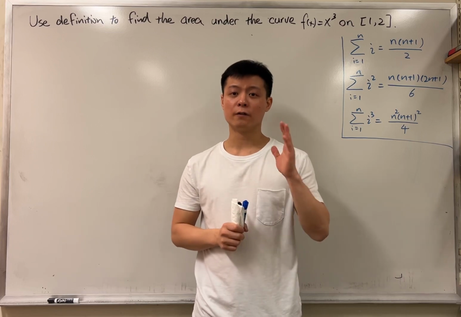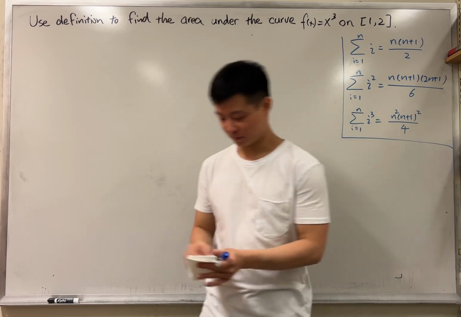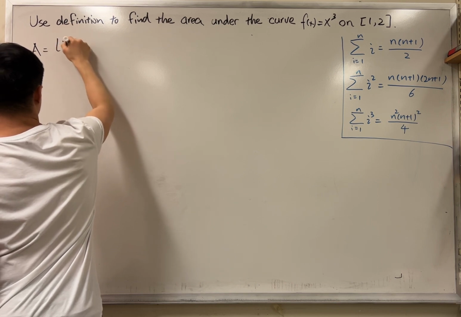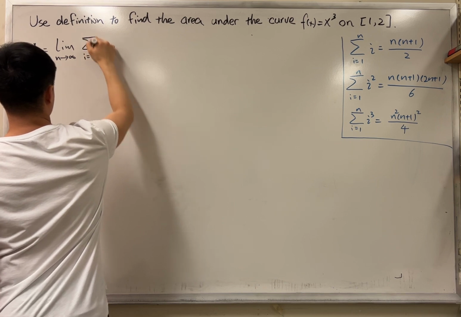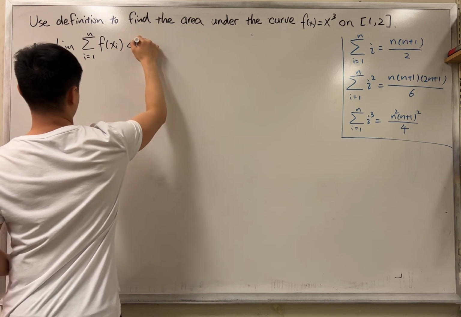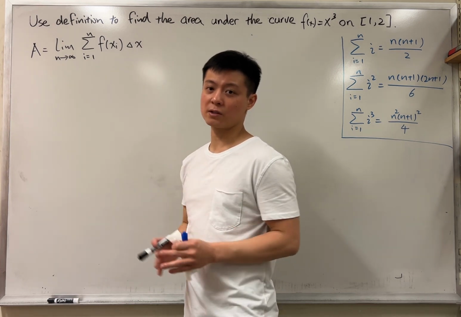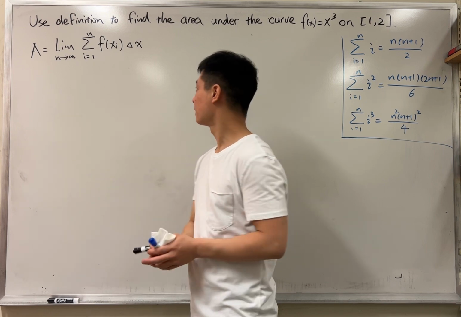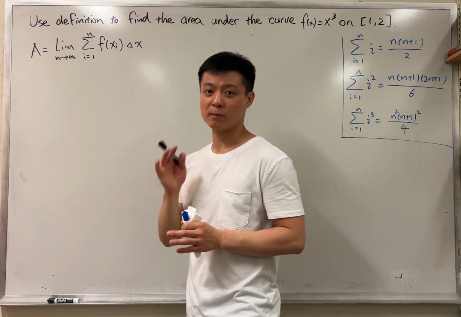Use the definition to find the area under the curve on this interval. So let's take a look. We have that the area is defined to be the limit as n approaches infinity of the sum from i equals 1 to n of f evaluated at xi times delta x, where delta x expresses the length of each of the small intervals in the subdivision, and xi represents the right endpoint of each of those small intervals.